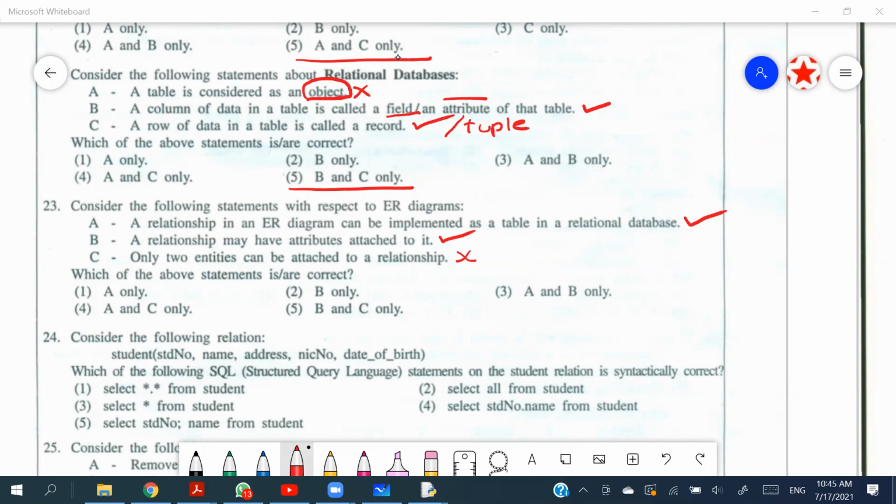So only two entities can be attached to a relationship. No, we have unary relationships, right?